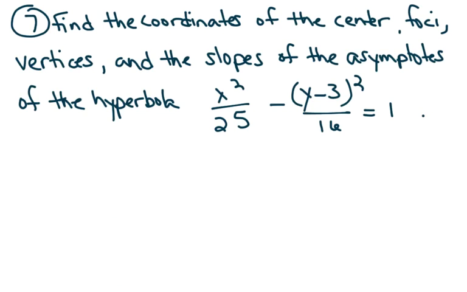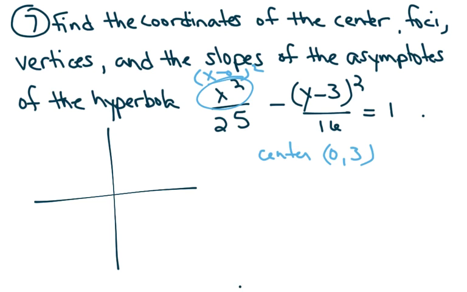Number 7, find the coordinates of the center, foci, vertices, and the slopes of the asymptotes of the hyperbola x squared over 25 minus (y minus 3) squared over 16 equals 1. Again, I think it helps a little bit to draw a sketch of what's going on. The center of this particular hyperbola is going to be at (0, 3). Remember, if there's no parentheses, it's really the same as x minus 0. So if I draw myself a little sketch, (0, 3) is right there.